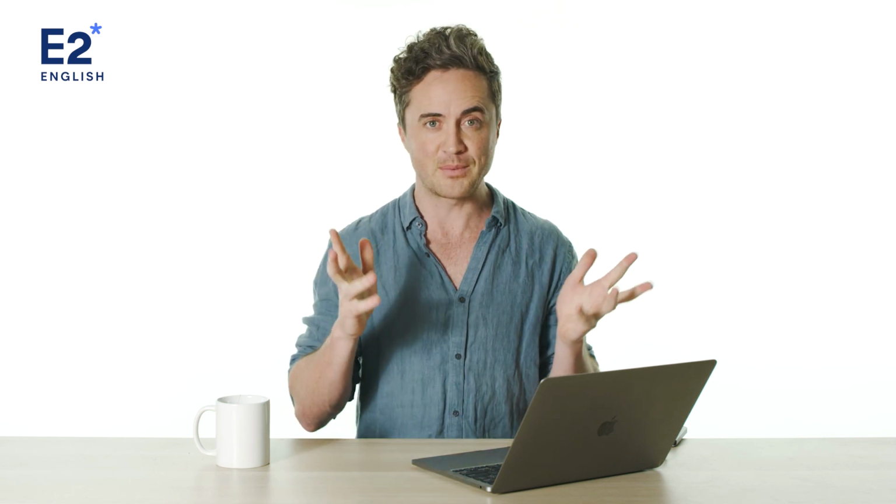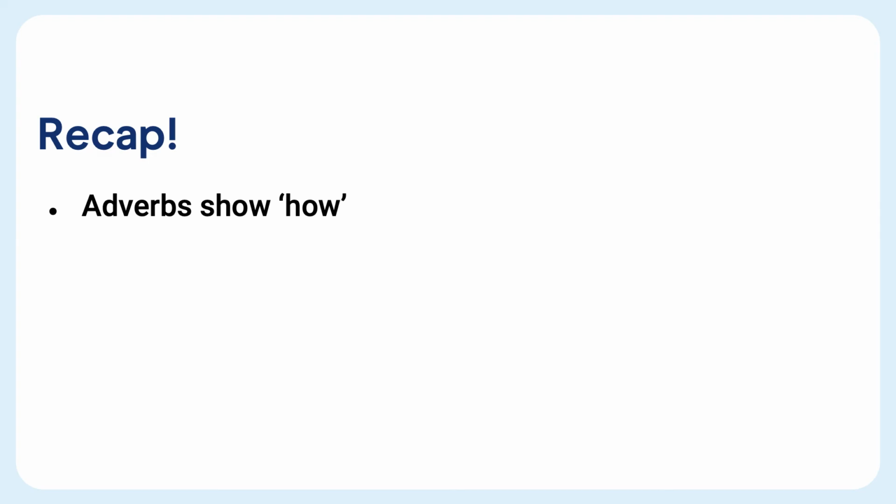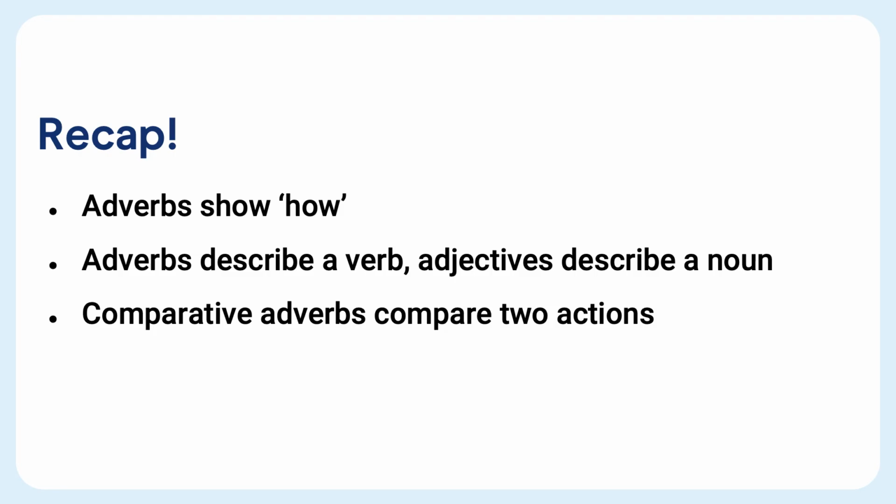Okay, let's recap what we have learned. So, adverbs show how you speak. How do you speak? You speak quickly. Adverbs describe a verb, whereas adjectives describe a noun. So, you speak fast, and as an adjective, you're a fast speaker. Comparative adverbs compare two actions. So, I speak more quickly than Tom, for example.